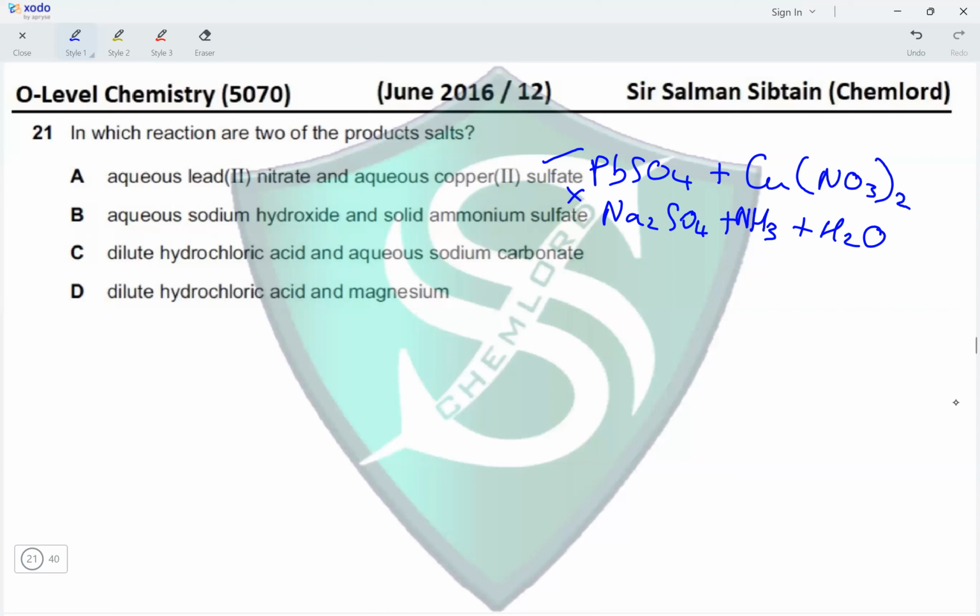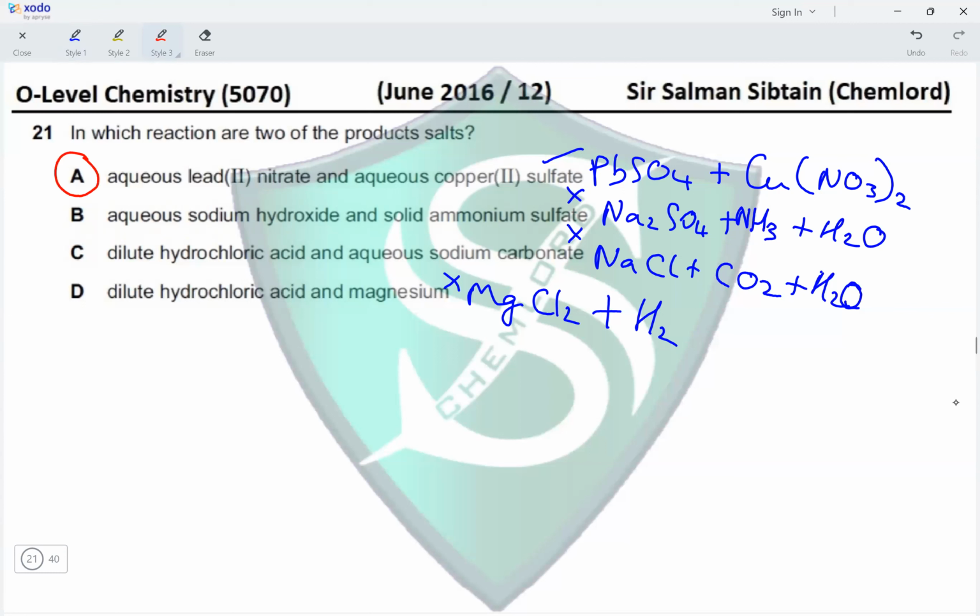Next, dilute hydrochloric acid and aqueous sodium carbonate. This will produce NaCl plus CO2 plus H2O. NaCl is a salt, CO2 is a gas, H2O is a liquid. So only one salt is formed. And the last one, dilute hydrochloric acid and magnesium. This will form magnesium chloride, which is a salt, and it will give off hydrogen gas, which is not a salt. So this option is incorrect as well. Therefore, the only option that produces two salts and is the correct option for this question is option A.